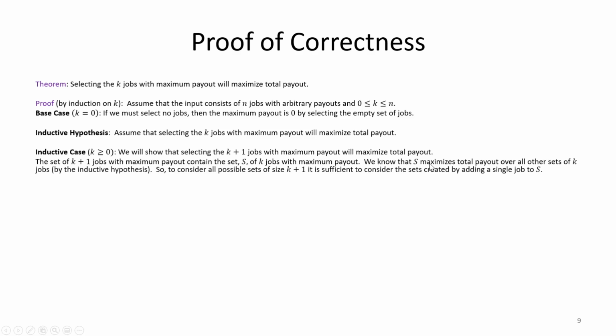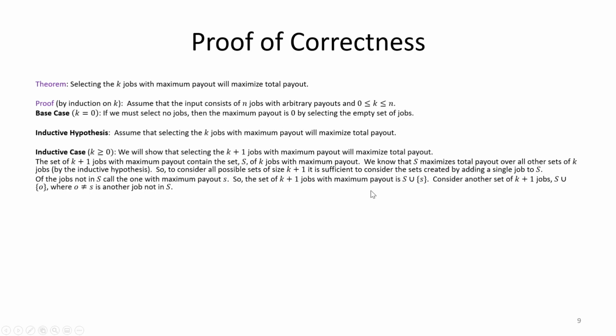Okay. Here's where we're going to apply the inductive hypothesis. We know that S maximizes total payout over all sets of k jobs. That's the inductive hypothesis. So we don't need to consider adding any jobs to any other sets other than S. There may be other sets of k jobs that have an equal total to S, but then they will have an equal total afterwards. So we're only going to have to consider adding a new element to the set S. Okay, and we'll just consider which element should we add.